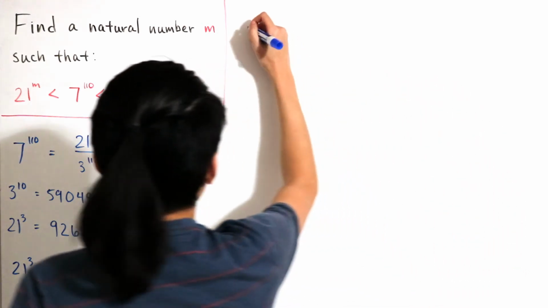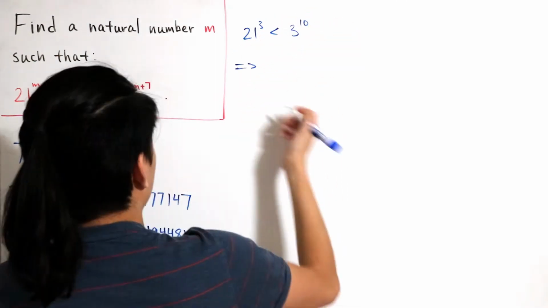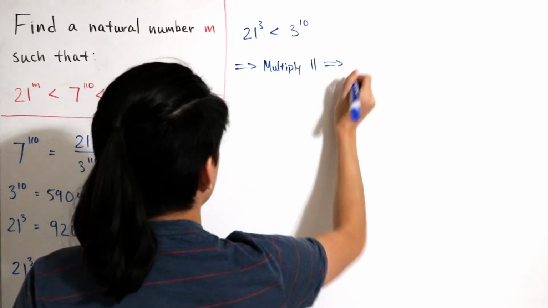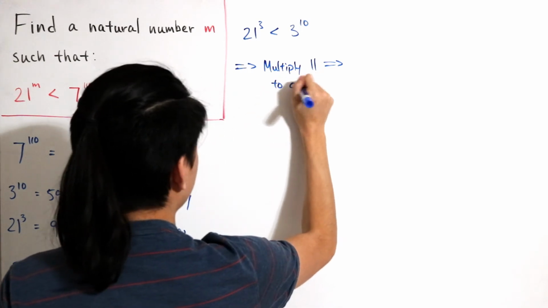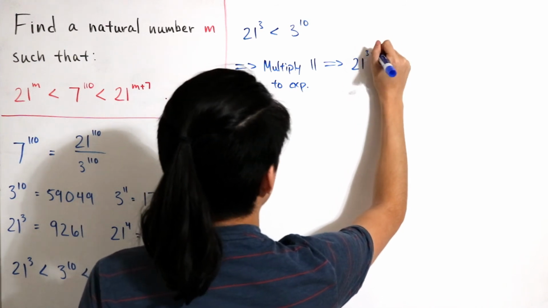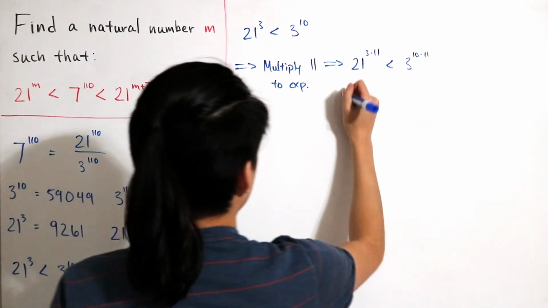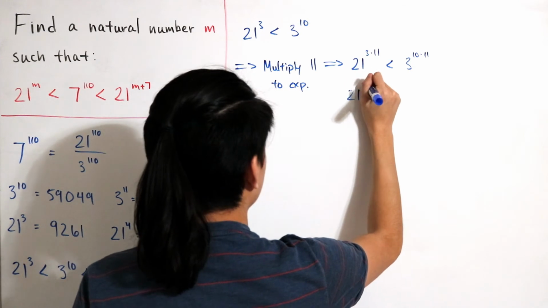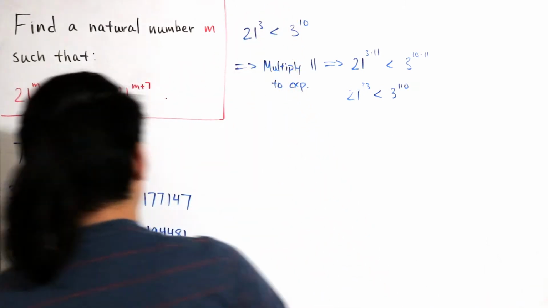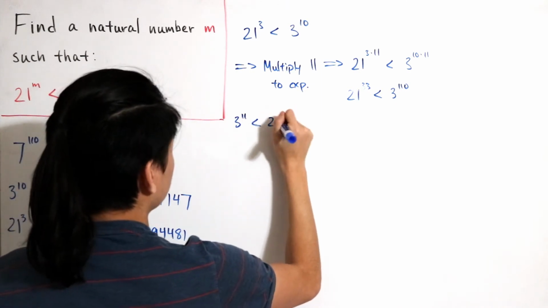So for 21 to the power 3, I'll start with this inequality, 3 to the power 10, we can multiply the exponents by 11. We can write 21 to the power 3 times 11 strictly less than 3 to the power 10 times 11. Then this is just 21 to the power 33 strictly less than 3 to the power 110. Doing the same thing over here, 3 to the power 11 strictly less than 21 to the power 4.